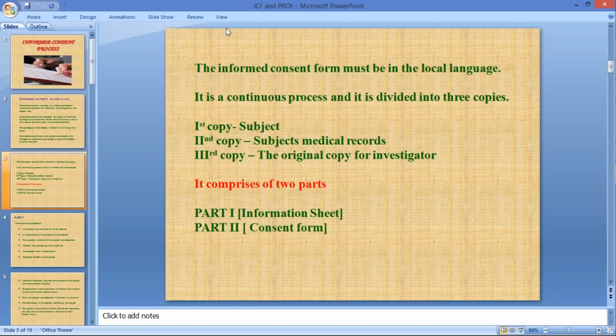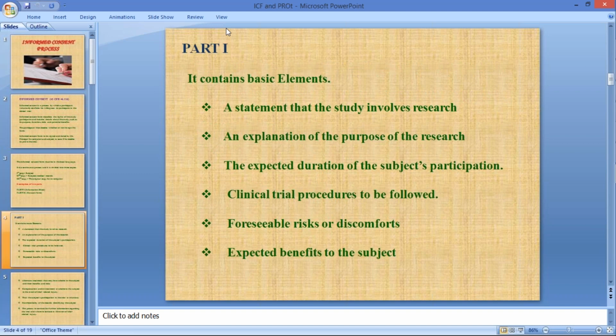So I have 2 parts here in the informed consent form. One is the information sheet, the other one is the consent sheet. Part 1, information sheet. Part 2, consent sheet. Part 1 will explain all the details about the study. We have to provide written information to the subject: what we are going to perform, how many patients are involved in total, benefits, risks, and any alternate treatment available. These are all explained in Part 1.